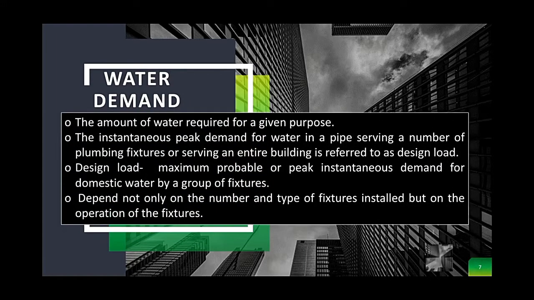Water demand. The amount of water required for a given purpose. The instantaneous peak demand for water in a pipe serving a number of plumbing fixtures or serving an entire building is referred to as design loads. Design loads is the maximum probable or peak instantaneous demand for domestic water by a group of fixtures. Design loads of a pipe serving a group of plumbing fixtures will depend not only on the number and type of fixtures installed, but on the operation of the fixtures.